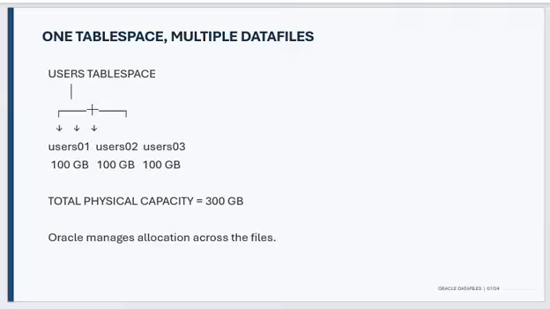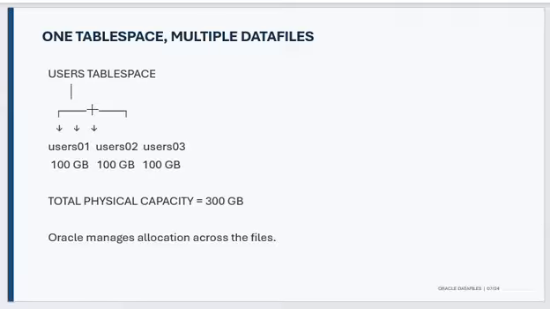Let's take a practical example. Suppose we create a user tablespace with three data files: user01.dbf, user02.dbf, user03.dbf, and each of size 32 GB. The tablespace now has around 96 GB of physical capacity. And the important point is that the application does not normally care which data file contains the individual table blocks.